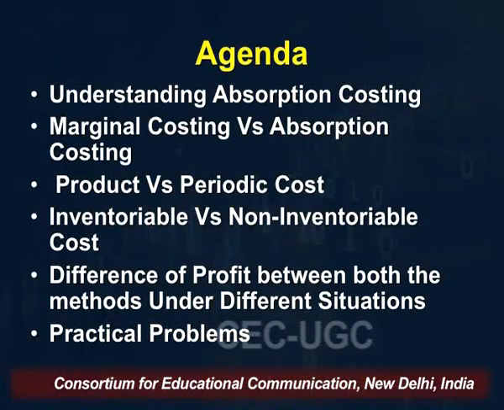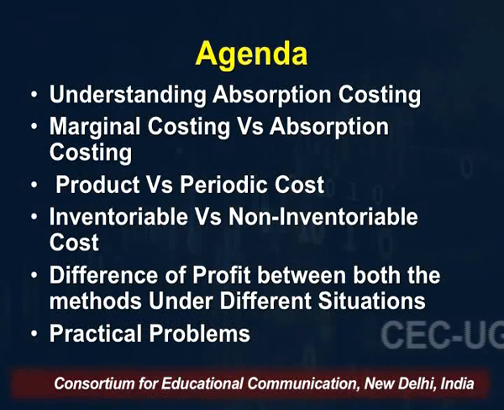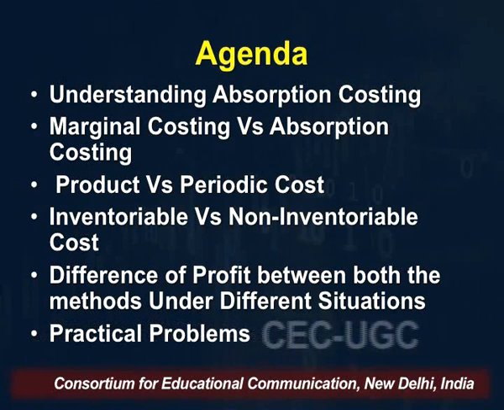So what exactly absorption costing is, that I'll be telling you. I'll tell you about the difference between marginal costing, which is also known as variable costing, and absorption costing. Then we'll discuss product versus period cost, what inventoriable and non-inventoriable costs are. You should know that, because when we talk about absorption costing, we need to understand which costs are inventoriable and which are not, and what the impact is when we calculate the value of inventory.